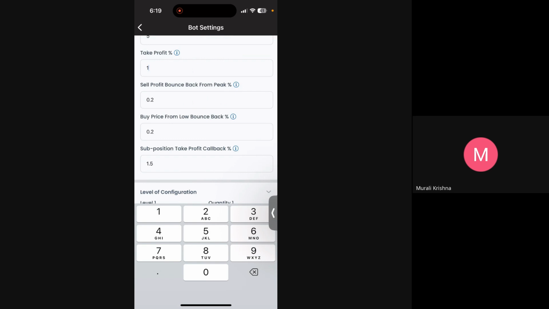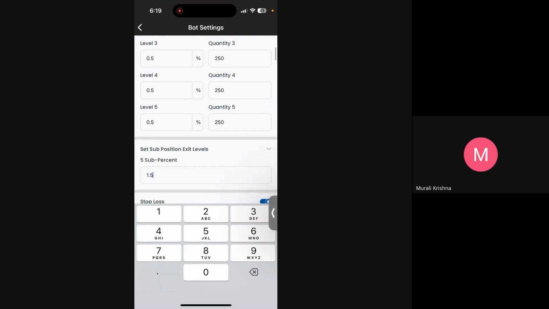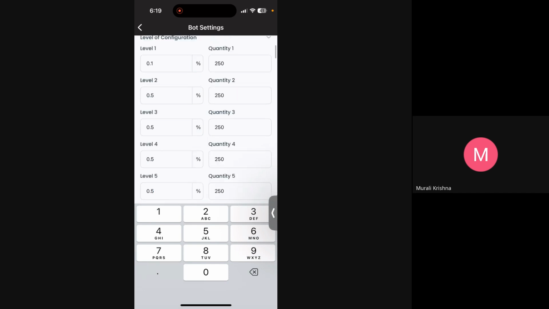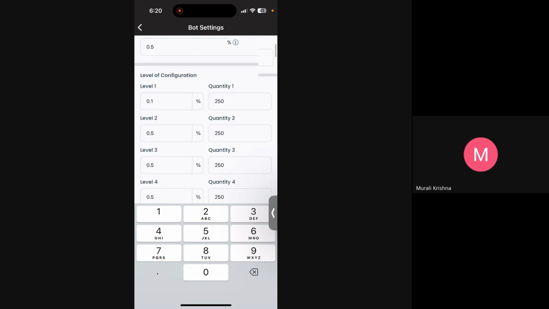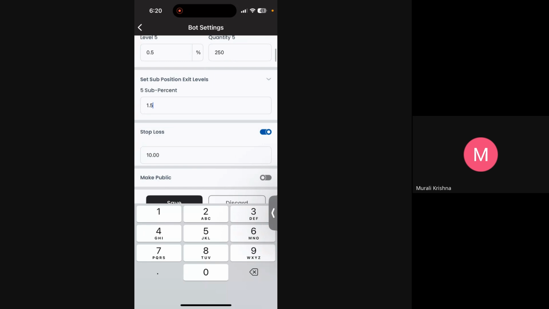And for the sub position take profit callback, you also have a separate percentage. I will just change this. I have kept it as 1.5, I will make it 0.5. That means if there is 1.5% at this level, and from there it comes down by 0.5%, then only it will book the profit of level 5. And I have a stop loss of 10% here.